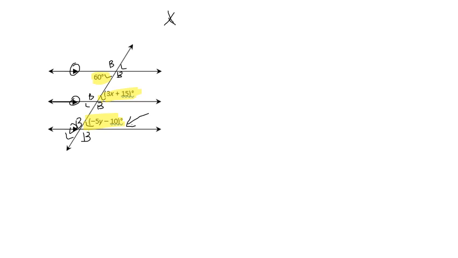So because I have an L and an L, I'm going to say L equals L, or 3x minus 15 equals 60.